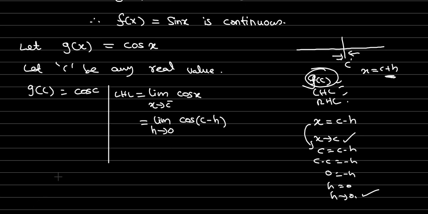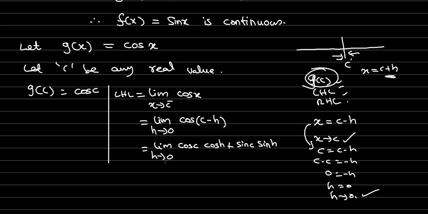Now we have a formula in trigonometry, that is the expansion of cos of x minus y. Using that formula we are going to expand this. So now the limit as h approaches 0 of the expansion of cos of c minus h using the cos of a minus b formula: cos a cos b plus sin a sin b, that is cos c cos h plus sin c sin h.